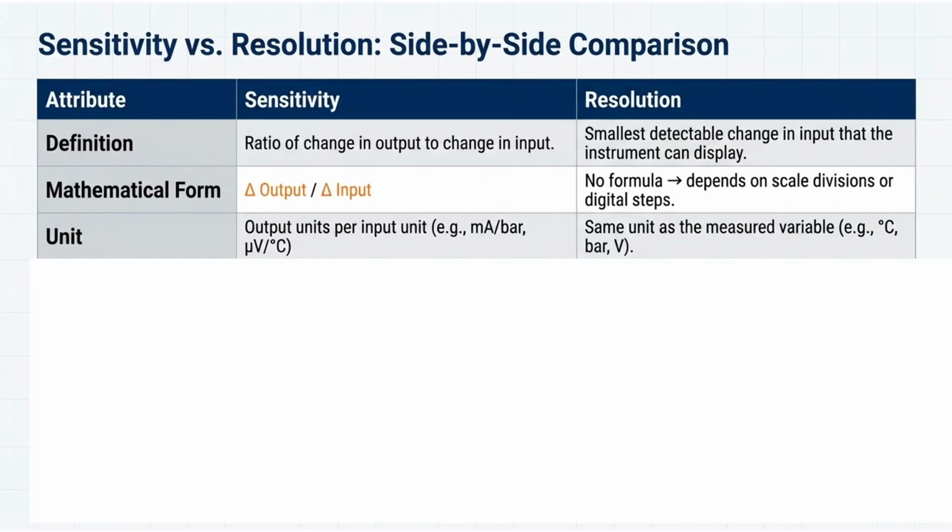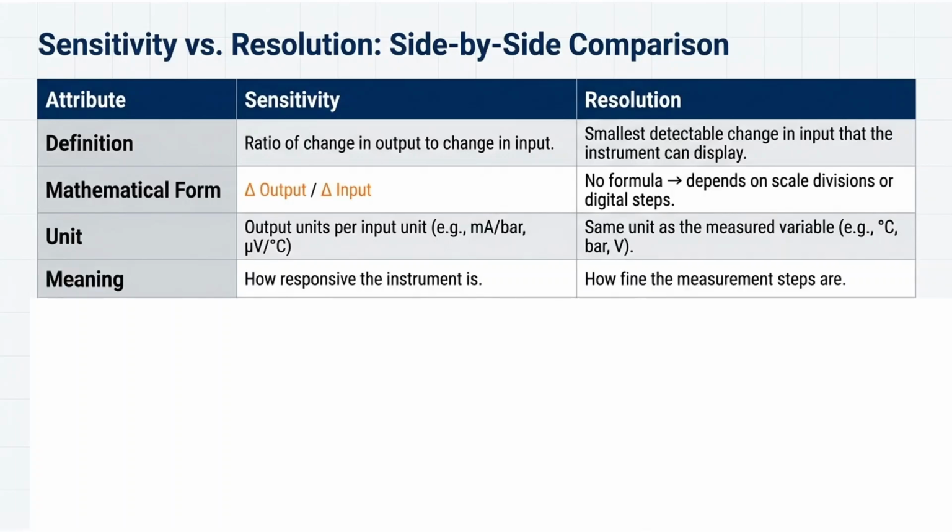Their units are different too. Sensitivity is expressed in output units per input unit: milliamps per bar, microvolts per degree Celsius. Resolution is expressed in the same unit as the measured variable, just degrees, just bar, just volts, no ratio. The meaning: sensitivity tells you how responsive the instrument is. Resolution tells you how fine the measurement steps are.